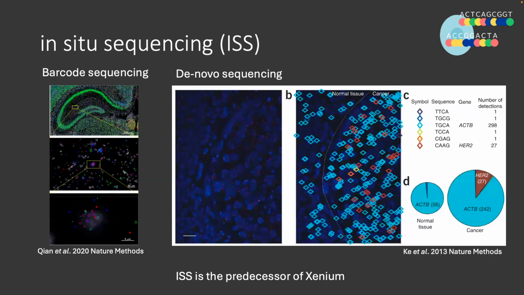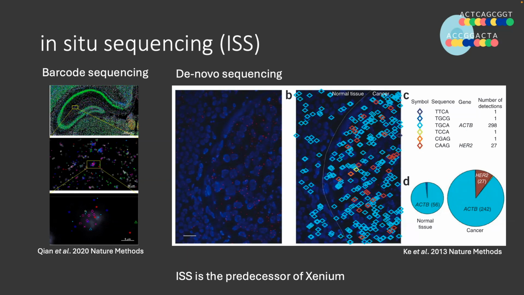Like I said, this can be done in two ways. It can be either done to sequence a barcode to identify predefined targets, or you can do de novo sequencing. And this is the first paper that introduced it, from Mats Nilsson's group. They looked at different point mutations in different cells.